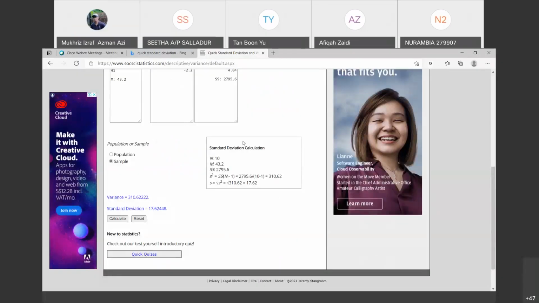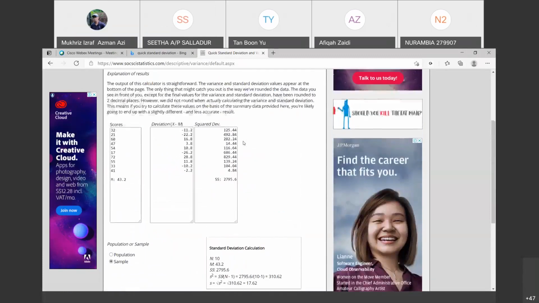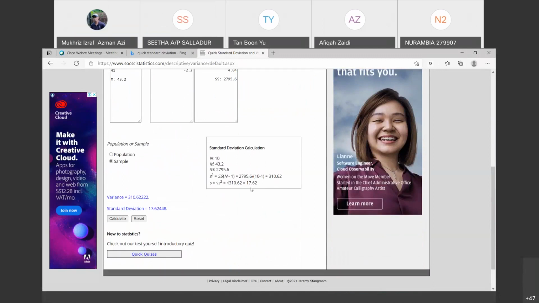Can you see now? So if you look at the formula, berapa jawapan dia? 310.622. Variance standard deviation is 17. If you look at the formula, you can see the n minus 1 in the formula. If you click on the population, you will get a different one, meaning the formula will not be dividing by n minus 1. That's how you determine whether it is sample or population.